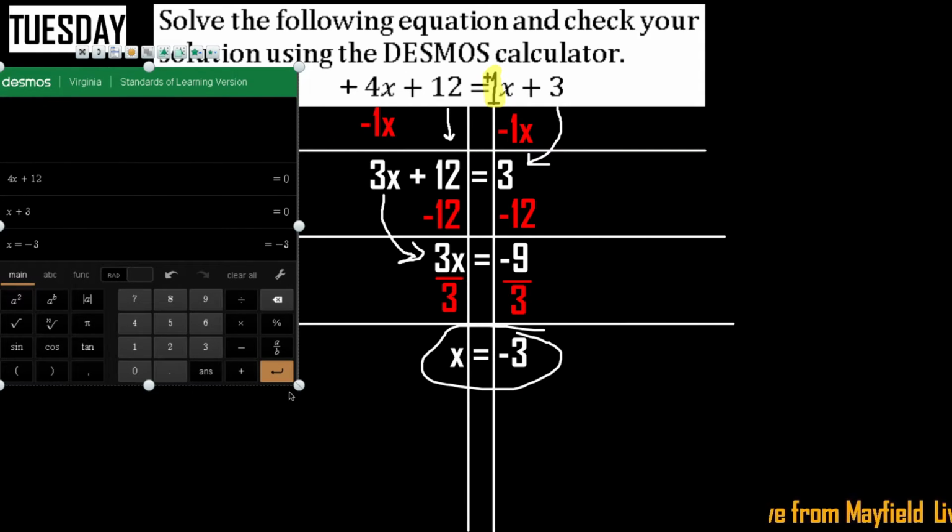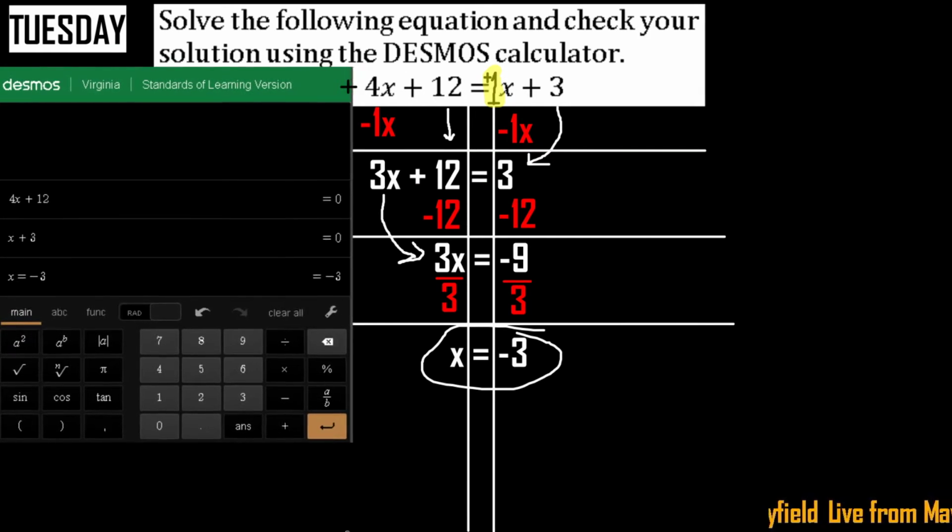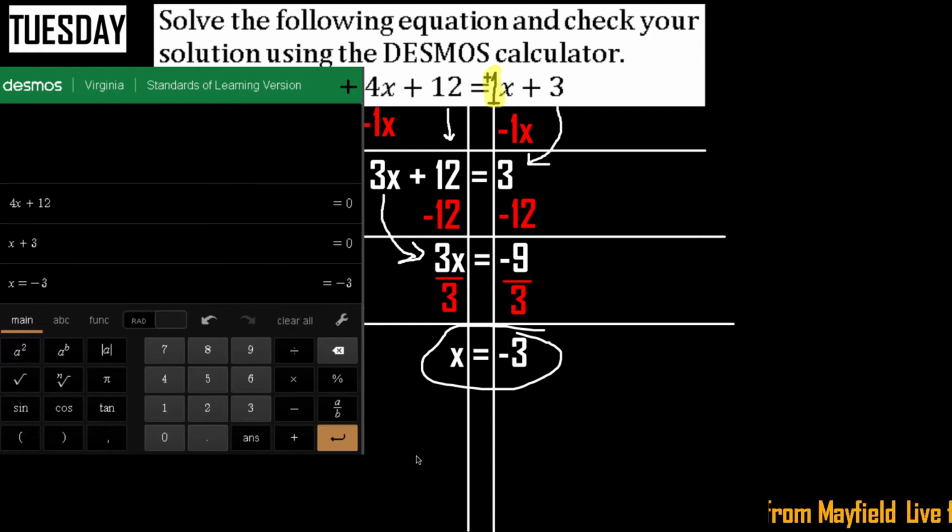And so it says this. Again, you type it in just as it looks. So I would type in my first expression. I would say, alright, 4x plus 12. I type that in right here. And then I say 1x plus 3, which I type in right there.